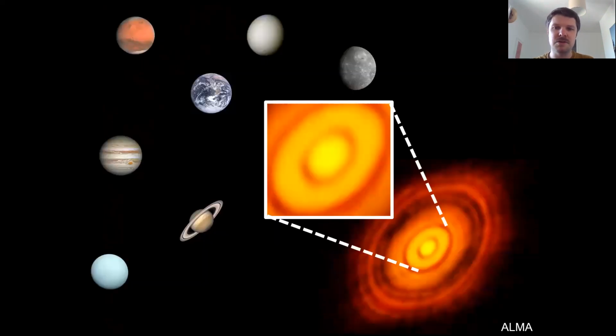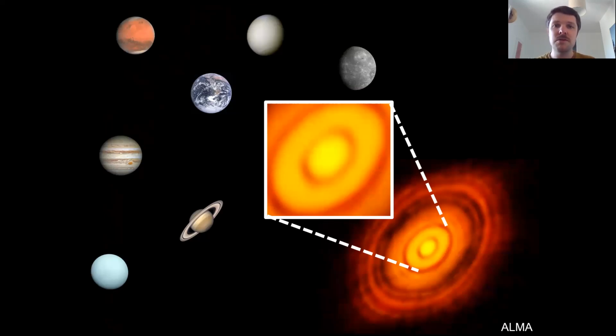What you can see, though, is there's this central region in the HL Tau system which is very, very bright, very close to the star in the middle. We actually don't see any rings within there. We don't see very much structure. We can't really infer what processes are going on in that part of HL Tau using the information that we have from telescopes right now.